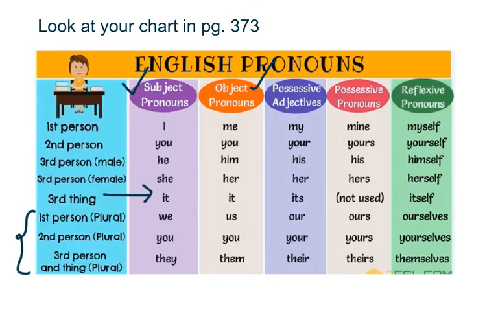In your book, you have on page 373 a similar chart to the one I'm presenting here. You have some categories of types of pronouns, but today we focus on subject pronouns and object pronouns. You're going to see here that we have the pronouns for first person, second person, third person, if male or female, and for a thing. We always use it when we're talking about a thing. And here we have the special pronouns that we use if we want to replace a noun that is plural.